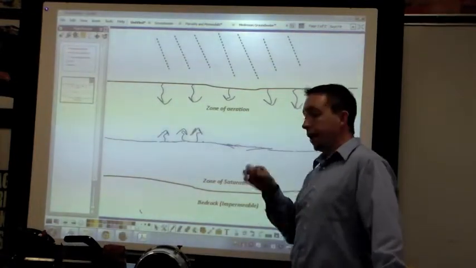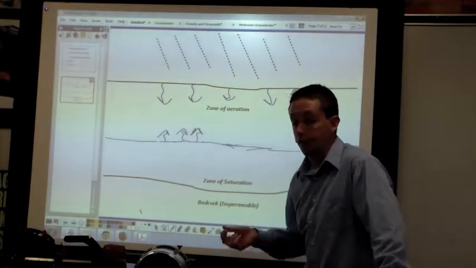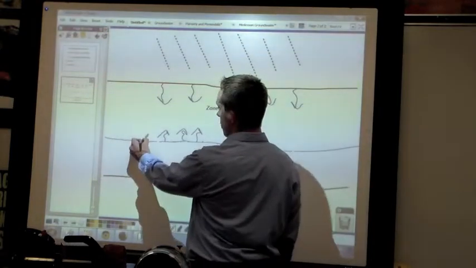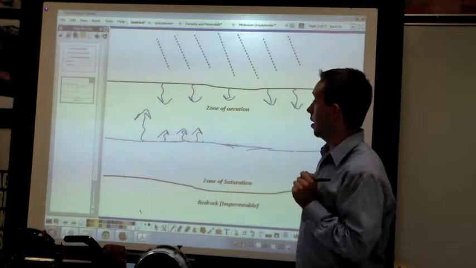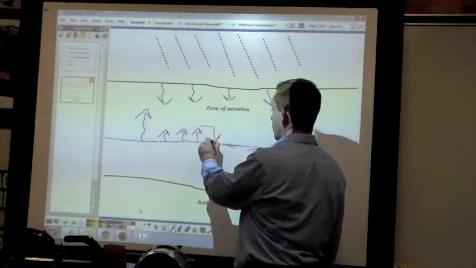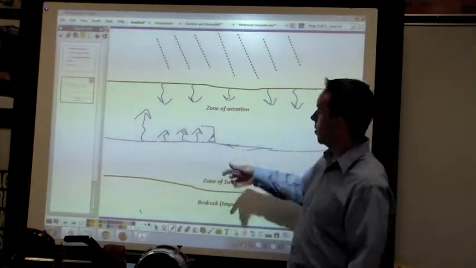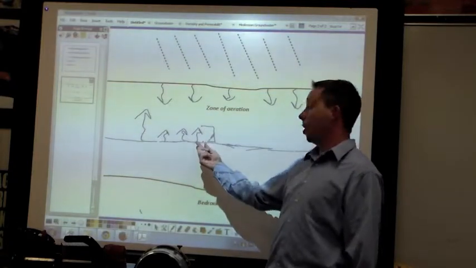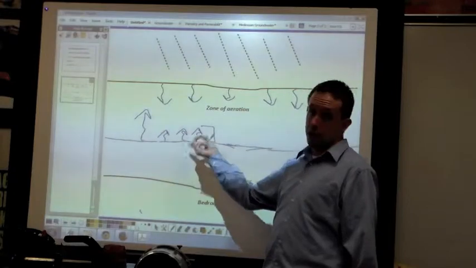Now, if I have really, really small pore spaces, tiny, like in a clay, for example, I'm going to get greater capillarity. So my zone of capillarity, let me define that right now, is the width of how much those particles travel up. So I'm talking about the distance from where the water molecules start to travel at the water table to how high they go.